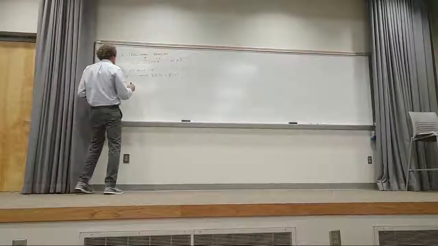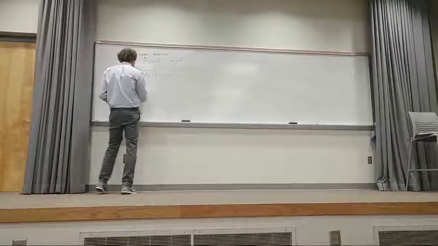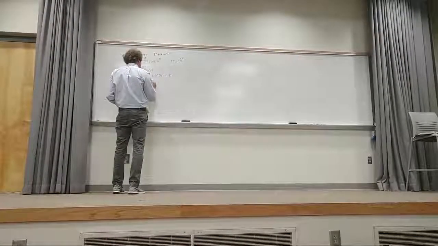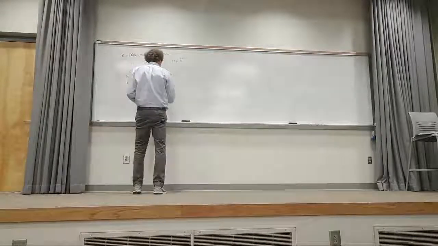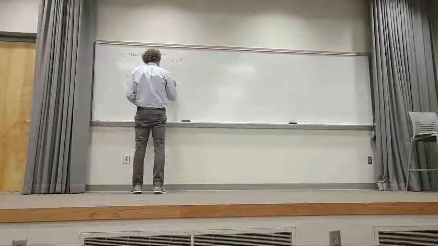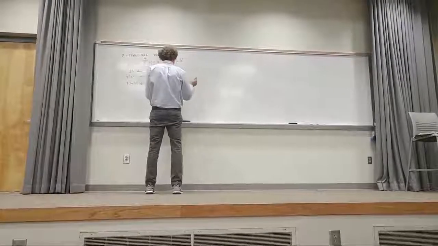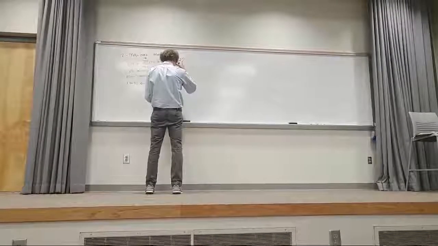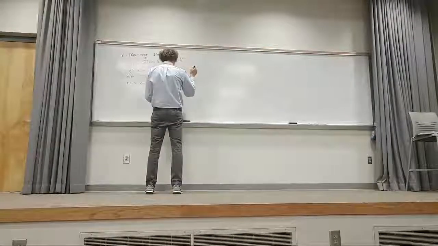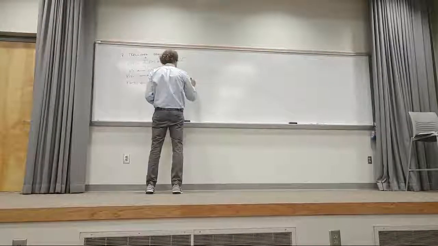Now, x of n minus 2. Well, that's going to have a z to the minus 2 times X of z, and then there's going to be a couple of things. That's going to be plus x of minus 2, and plus, and this is just going to be plain old, plus z to the minus 1 times x of minus 1.